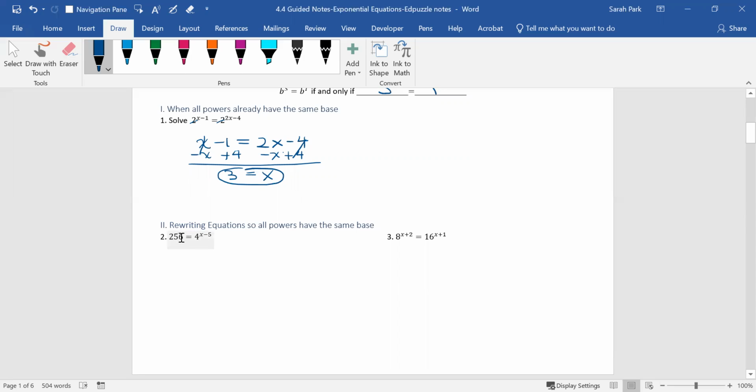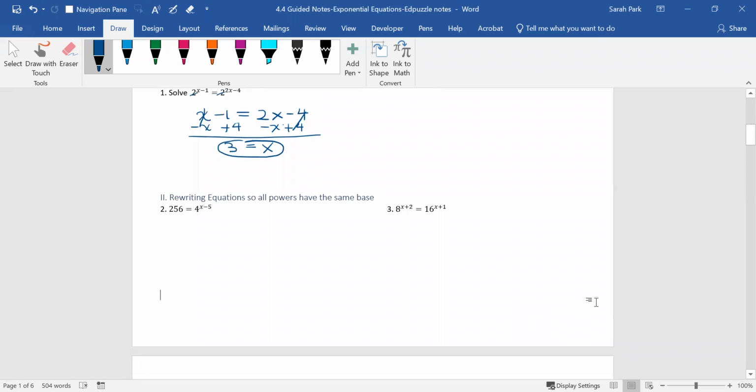Now, at first glance, 256 doesn't look like it can be rewritten as a power of 4. So I played around with my calculator a little bit to check and found that 4 to the 4th is 256. Then we can set that equal to 4 to the x minus 5. And now we've succeeded in getting the same base. So according to the one-to-one property again, once we have the same base, we can just set the exponents equal to each other. So we have here the 4, and then we can set that to x minus 5.